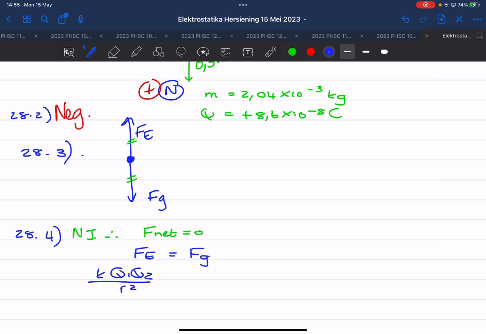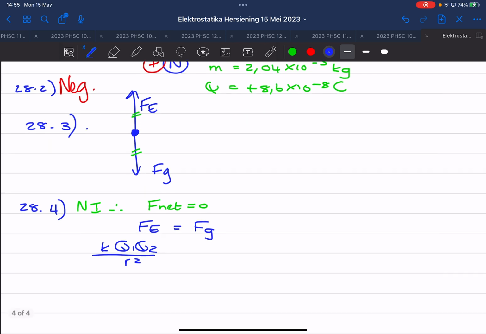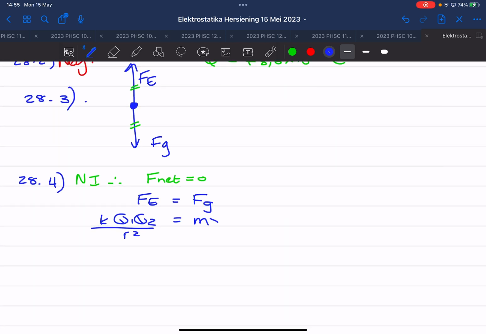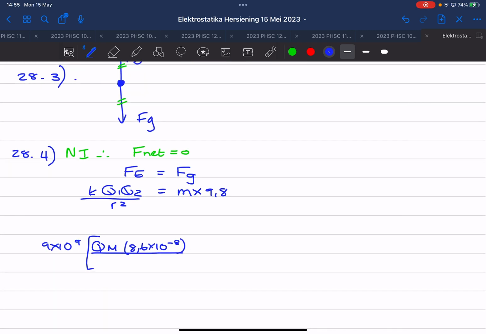Okay, hoe bereken ons die elektrische statiese krag? Is daai formule Coulomb se wet. Hoe bereken ons gewig, massa maal met 9,8? K is 'n konstante, 9 maal 10 to the mag 9. So kom ons sê Q1 is Qm wat ons wil gaan uitwerk. Die lading van N is 8,6 maal 10 to the mag minus 8. And the distance between them, die afstand tussen hulle is 0,3 meter.